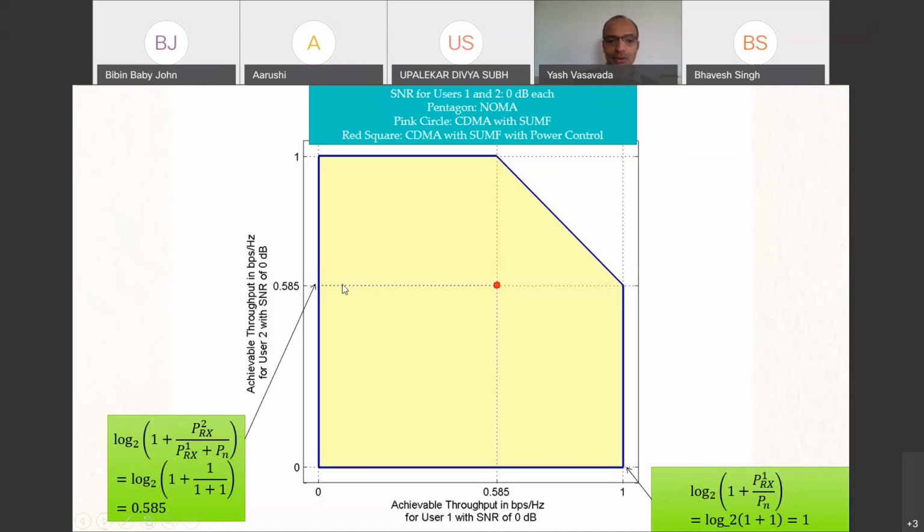So using NOMA, I will be operating at this point here. Are you able to see my cursor? Yes, sir. So using NOMA, my system is operating at this point, whereas with CDMA, I'll be operating at this point.